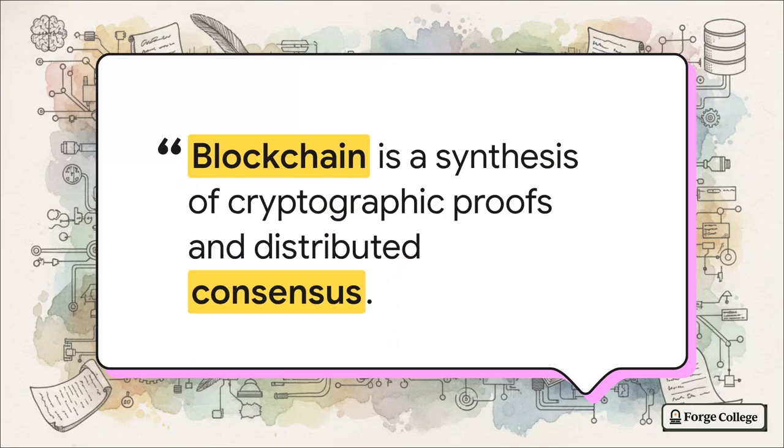Let's put this into practice. Check out this sample thesis. Blockchain is a synthesis of cryptographic proof techniques and distributed consensus solutions. If that's your thesis, your job is basically to act as a mapmaker. You use your taxonomy to document exactly how those various tributary channels, the proofs on one side, the consensus models on the other, ultimately converge into the mainstream blockchain ocean.